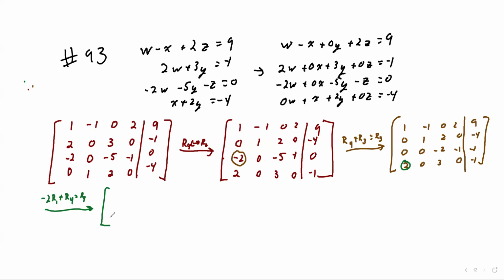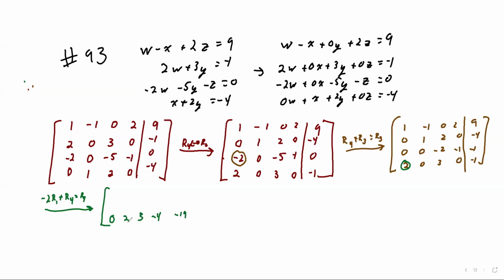So -2 times 1 gives me -2 plus 2 gives me 0. -2 times -1 is 2 plus 0 gives me 2. -2 times 0 is 0 plus 3 gives me 3. -2 times 2 is -4 plus 0 is -4. -2 times 9 is -18 plus -1 gives me -19.